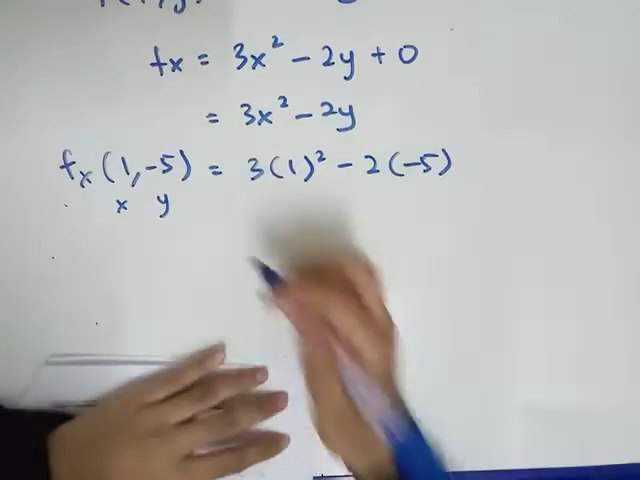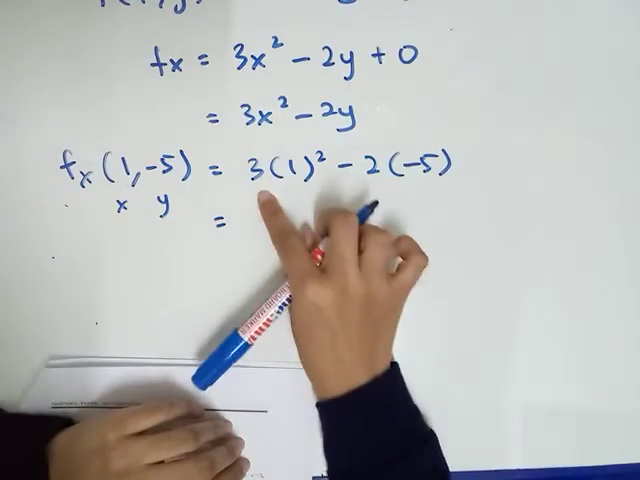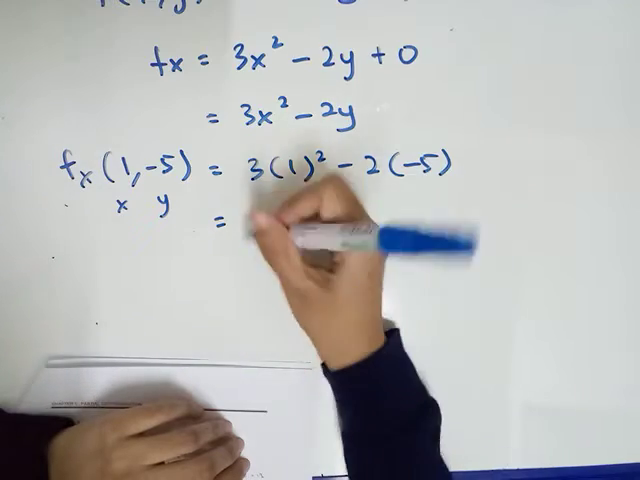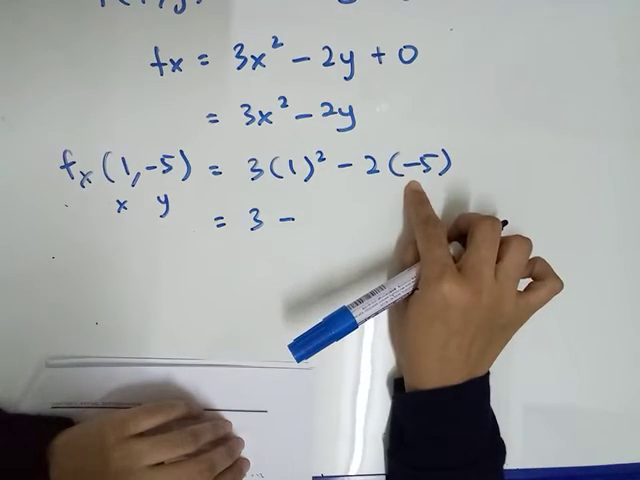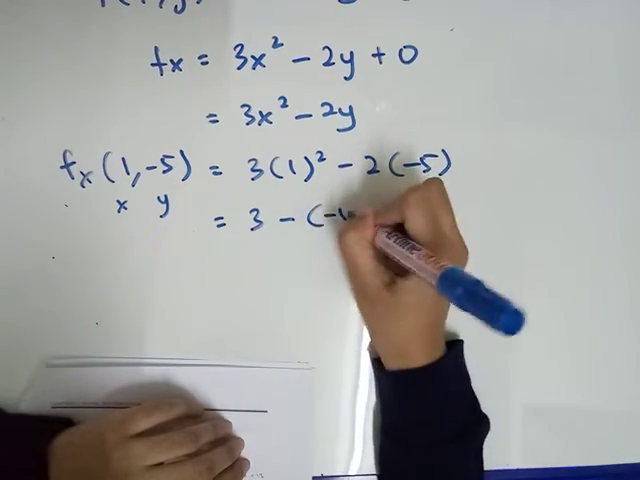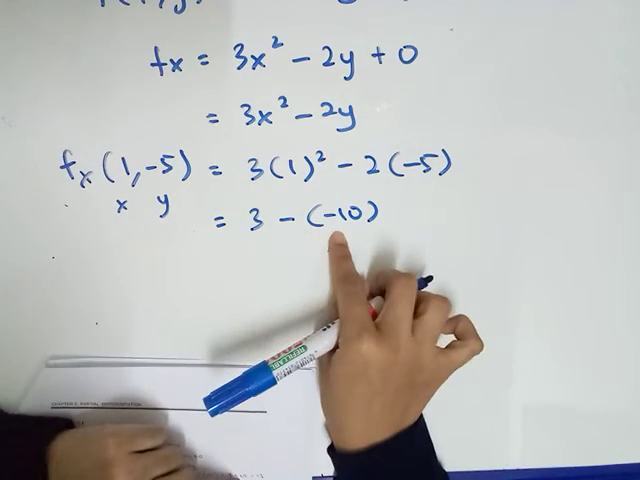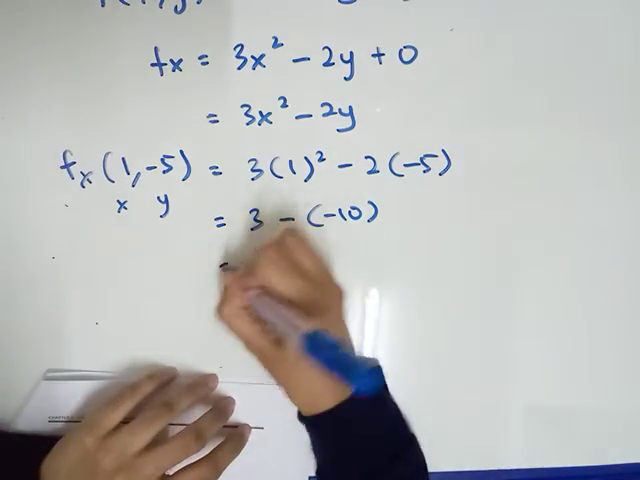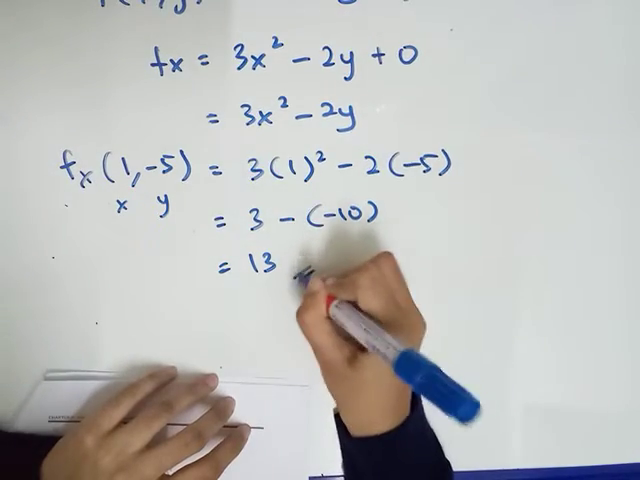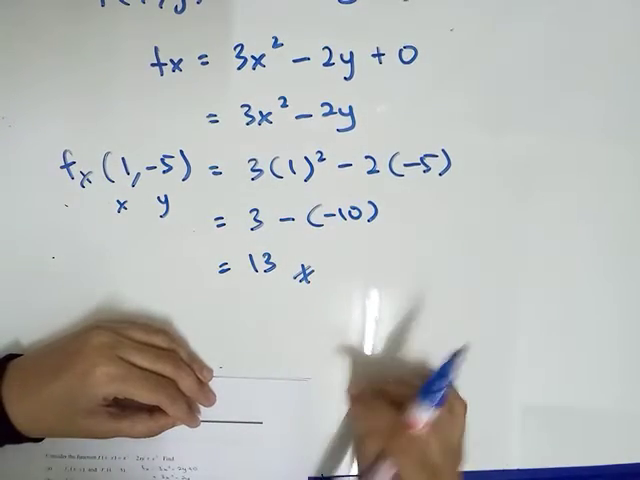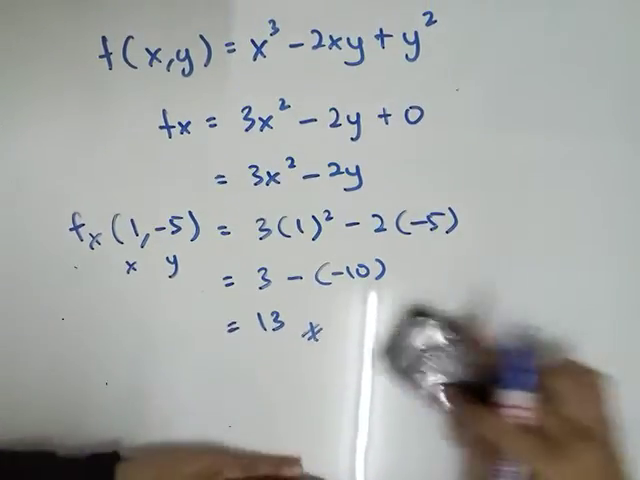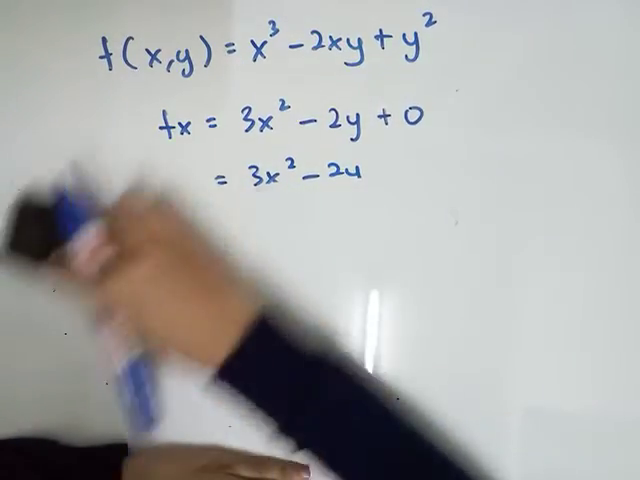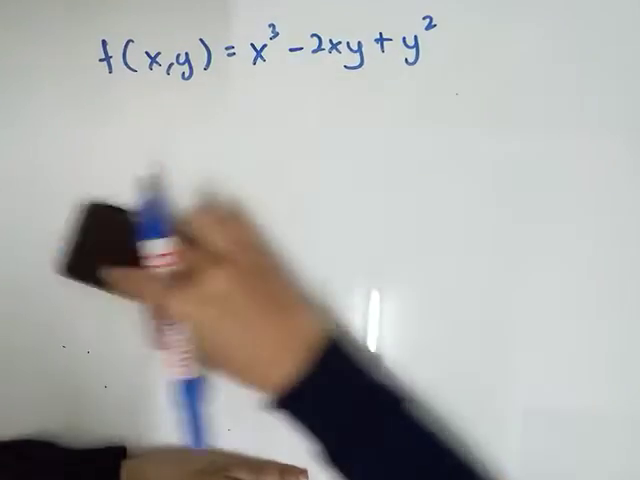Okay, then you need to solve. So 1 squared is 1 times 3, we get 3, minus 2 times -5, we get -10. So negative, negative, positive, so 3 plus 10, we get 13. So this is the answer. Okay, this is for A. What about B? B means we need to find the partial derivative with respect to y.